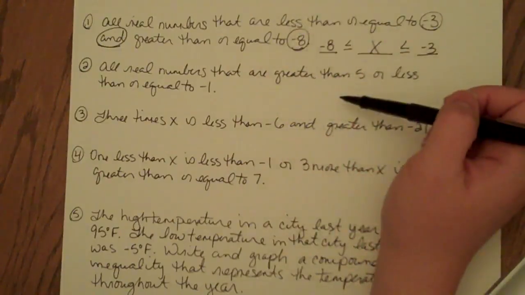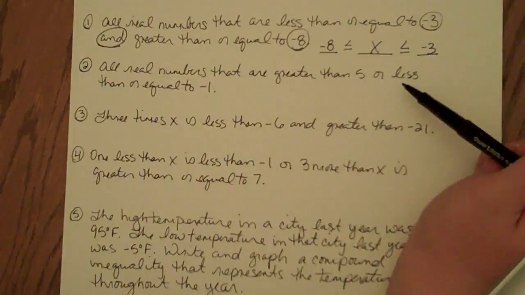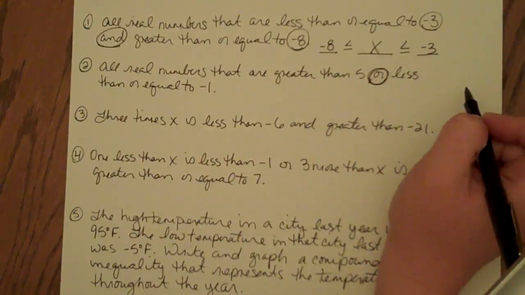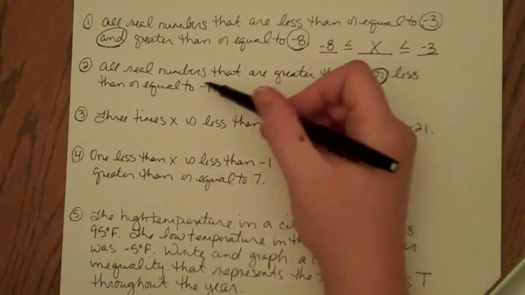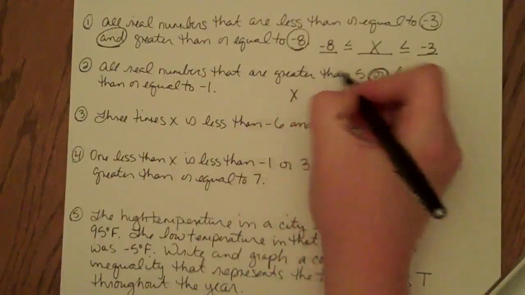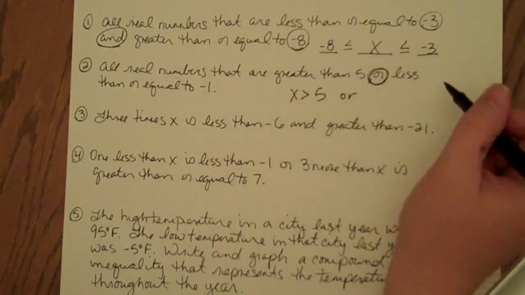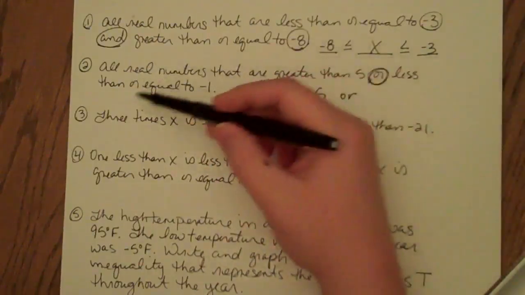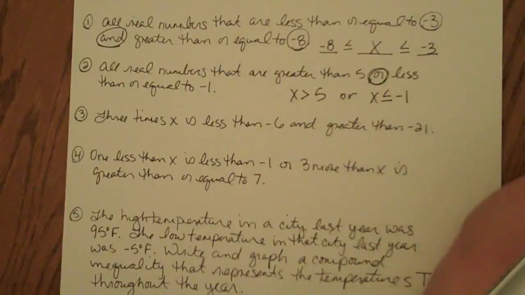The next one we're going to look at, we have all real numbers that are greater than 5 or less than or equal to -1. We've got the word or there, which means we're going to have 2 different statements. So the first statement is the stuff that comes before the word or. All real numbers that are greater than 5. All real numbers is our variable x, greater than 5. Or, and now the rest of it is after the word or. Again we're talking about all real numbers that are less than or equal to -1. So we have x less than or equal to -1.